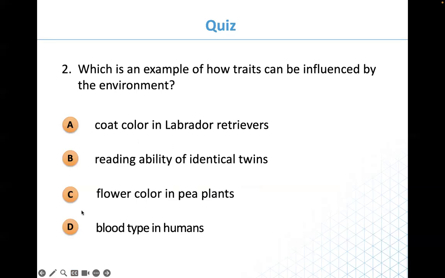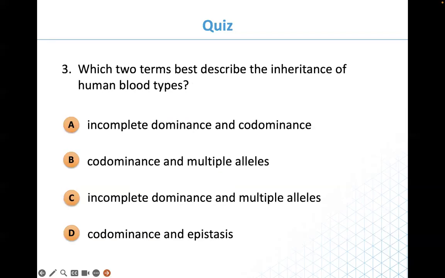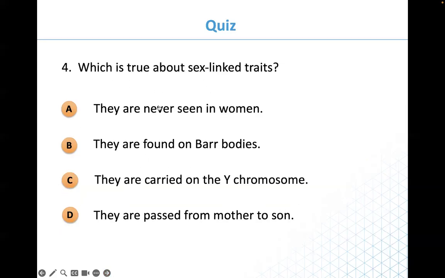How can traits be influenced by the environment? Is it the coat color, reading ability, flower color, or human blood type? What do you think? The answer is B. Which two terms best describe the inheritance of human blood types? Human blood types could be a result of multiple alleles. And is it incomplete or complete dominance? We know about multiple alleles, but is it complete or incomplete? It is codominance.